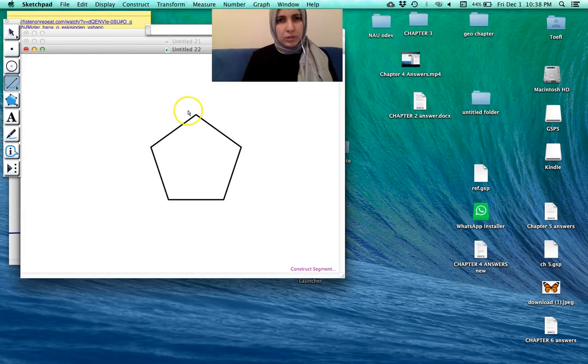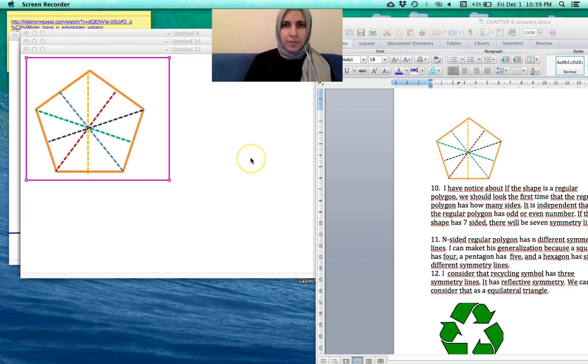And I think this is my first line of symmetry. What about the other one? I think it's better to use this pentagon. As you see, there are 1, 2, 3, 4 and 5 symmetry lines.